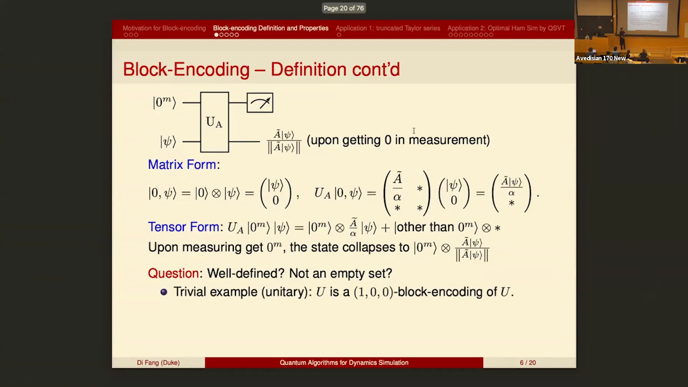The answer is yes. A trivial example: if the matrix we are considering is unitary already, it is itself a block encoding. It is a 1 block encoding with 0 ancilla qubits and 0 error, of itself. What if I have a general A? The claim is that the alpha 1 block encoding is general. So with 1 ancilla qubit, this is general. I'm not saying this is efficient to compute or implement, but the definition itself is general. How do I show that?